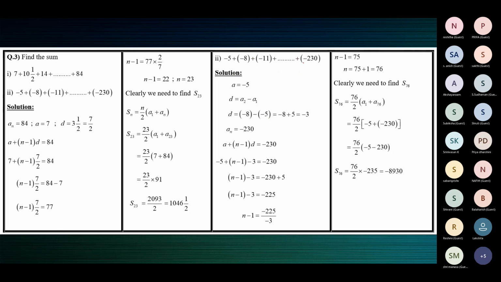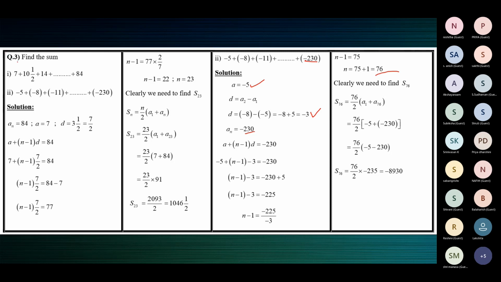And then we know that the first term A is minus 5, the common difference D is minus 3. Then AN is equal to minus 230, because the last term, the nth term, is minus 230. So A plus N minus 1 into D is minus 230, because AN means A plus N minus 1 into D. Substitute the values of A and D, and you will find the value of N is 76.